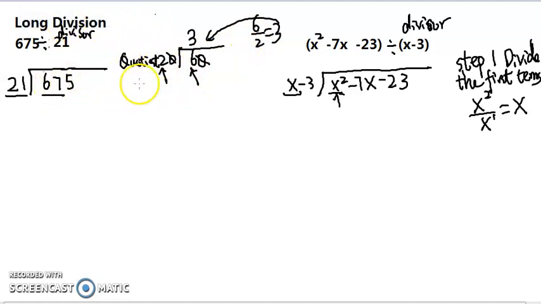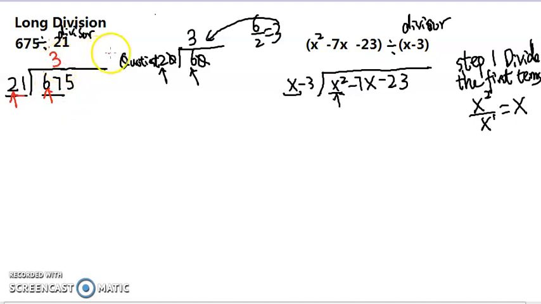So go back to look at the process. We want to figure out 21 goes into 67 how many times? We're just going to look at 2 goes into 6 how many times, by doing 6 divided by 2. That gives a 3 right here, and we put a 3 on top.